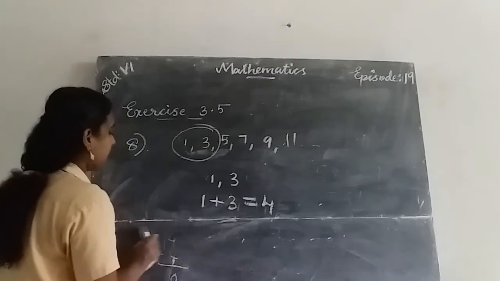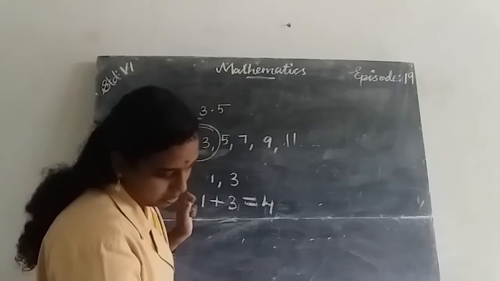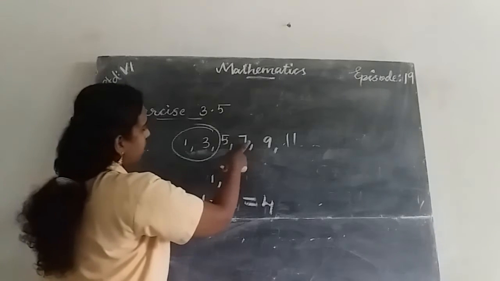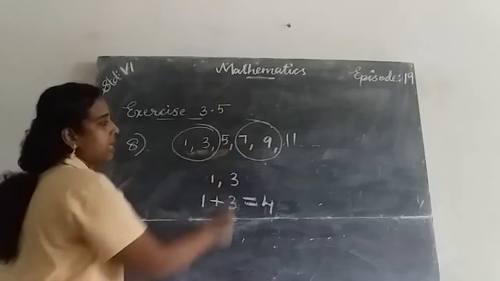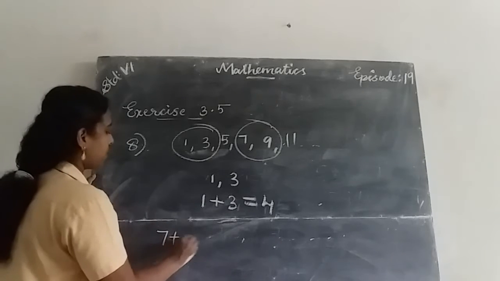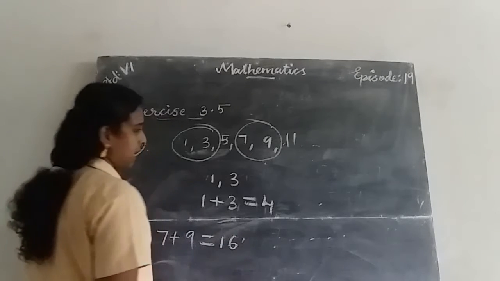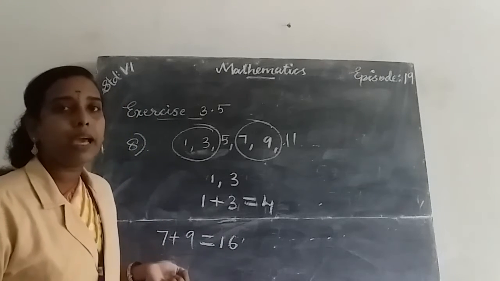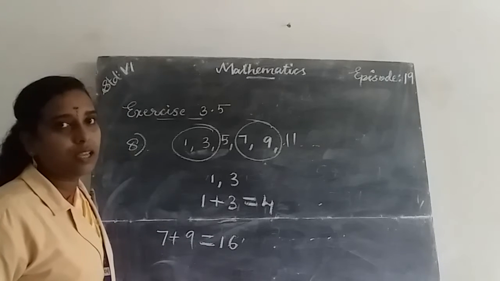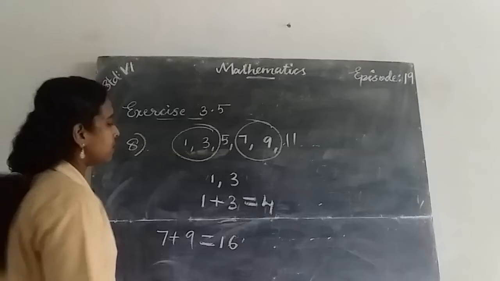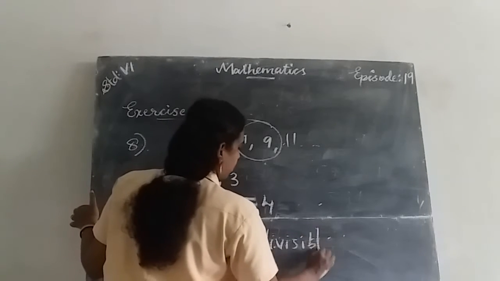And another example, we take the consecutive numbers 7 and 9. Any 2 consecutive numbers, take 7 and 9 and find the sum, 7 plus 9. We get 16. 16 is also divisible by 4. 4 4s are 16. So it is divisible by 4.